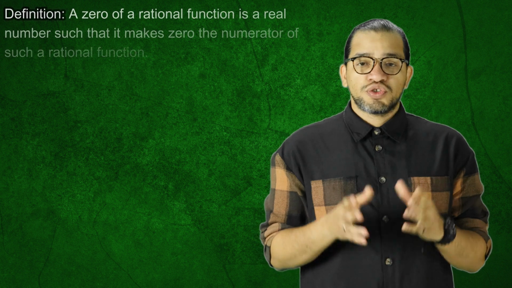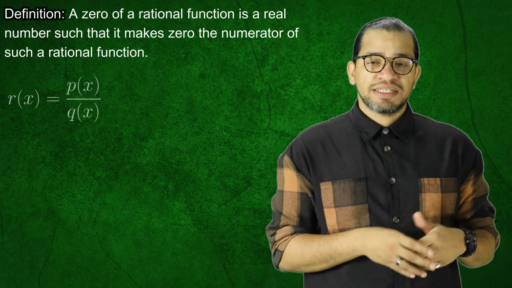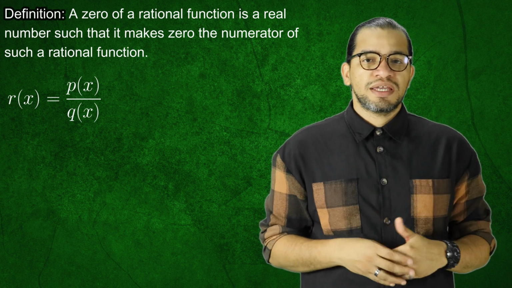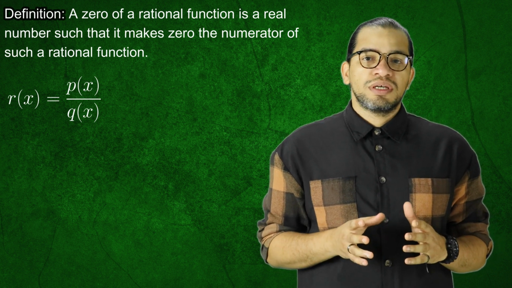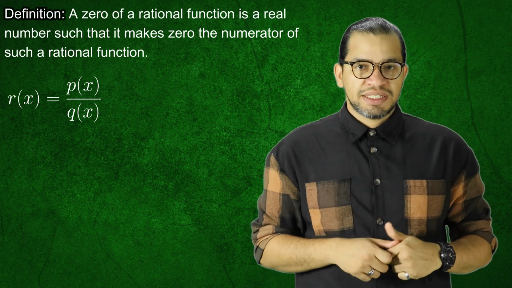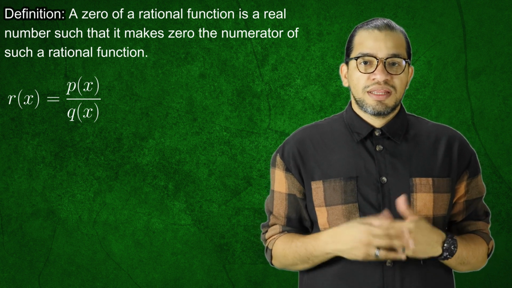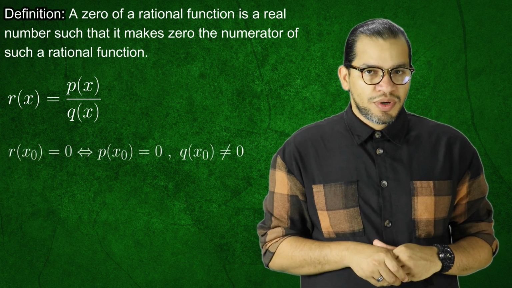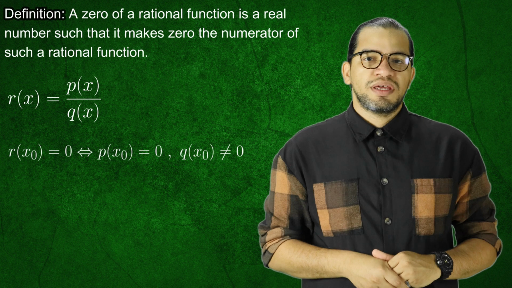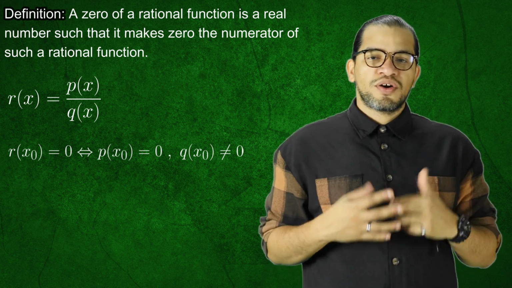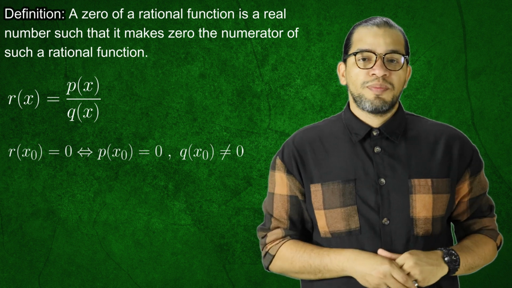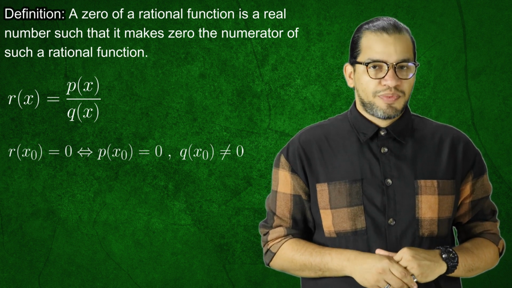Let us start defining what a zero of a rational function is. Let us suppose that we have a rational function r of x equal p of x divided by q of x. Now, if x null represents a zero of r of x, then x null must be a zero of p of x. Therefore, all of the zeros of r of x are the zeros from the polynomial in the numerator of that expression.